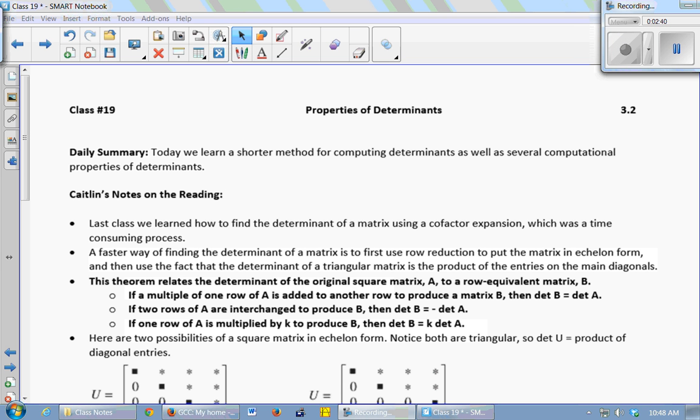Okay, so last class we learned how to find the determinant of a matrix using a cofactor expansion, going across a row or down a column. It's a time-consuming process. All the examples that I had you do in class and in your homework were sparse matrices, meaning there was a row or a column that had lots of zeros, so it didn't take that long. But if it didn't have lots of zeros, this could take a long time.